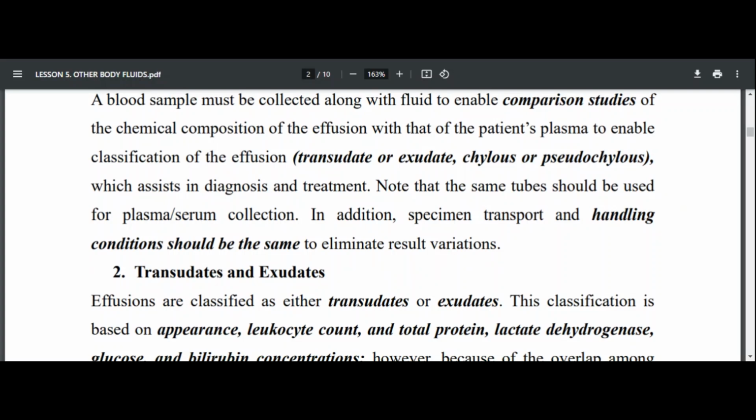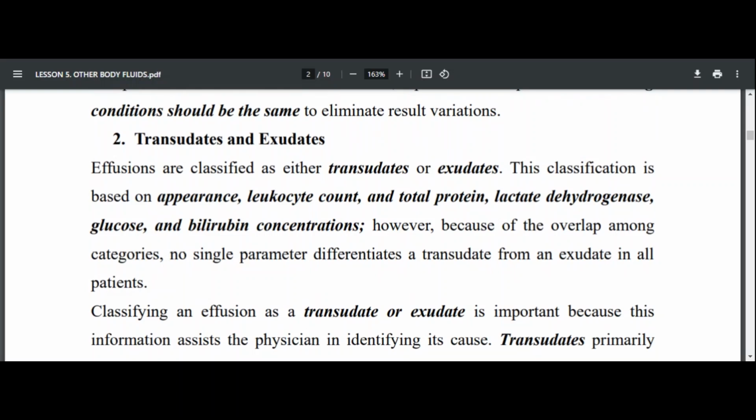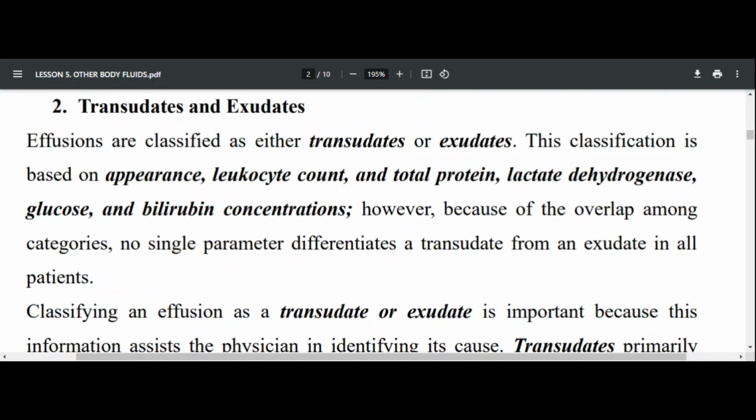So what is transudate and what is exudate? Effusions are classified as transudate or exudate, and this classification is based on the appearance, leukocyte count, total protein, lactate dehydrogenase activity, glucose value, bilirubin concentrations, and so on. But because of the overlap of categories, no single parameter is really enough to differentiate transudate from exudate in all patients. So a combination of tests is used in order to classify a transudate or exudate.